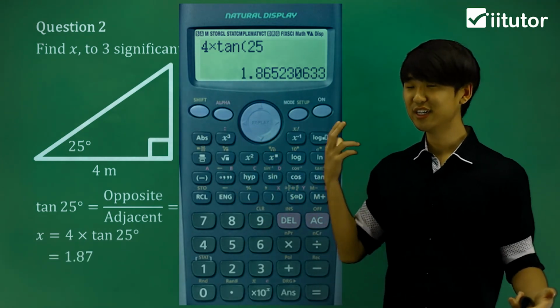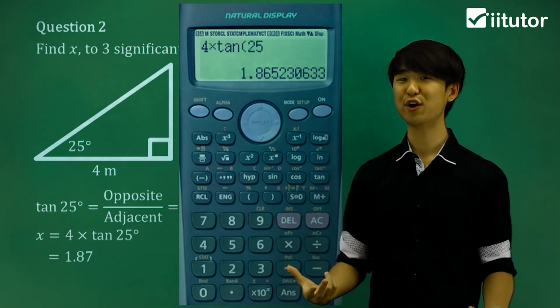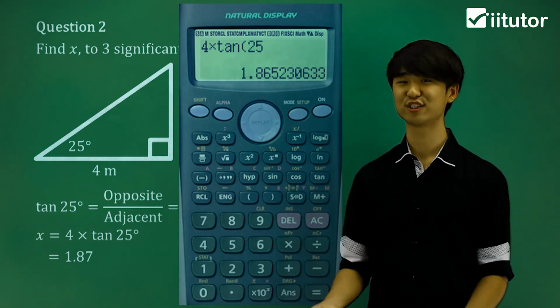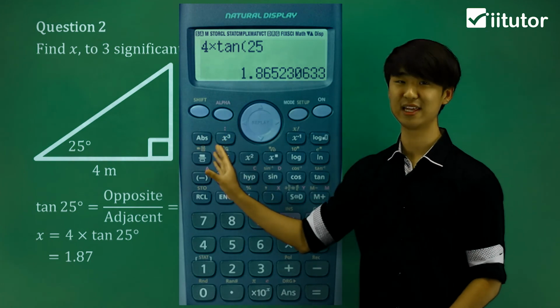So it wasn't too hard, but we have to make sure we know what our ratios are, the sine, cos, and tan, so we can find the side lengths of these triangles.